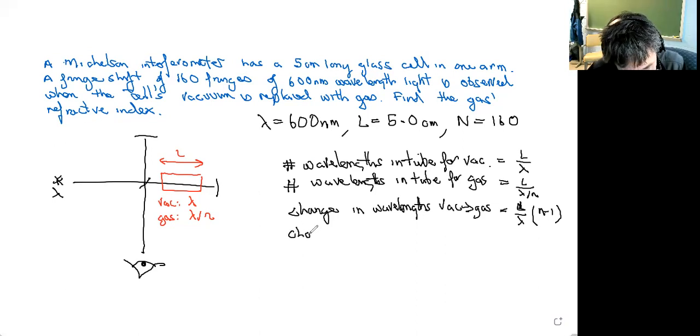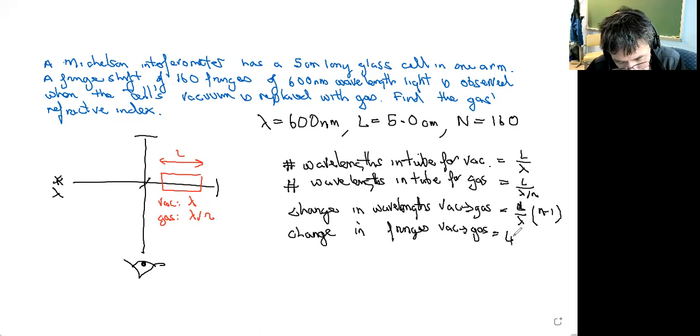So the change in fringes when we replace the vacuum by the gas is going to be 4 times L over lambda times the factor n minus 1. And this change in the fringes, this is a number we know. This is the 160 fringe shifts that we were told in the question.